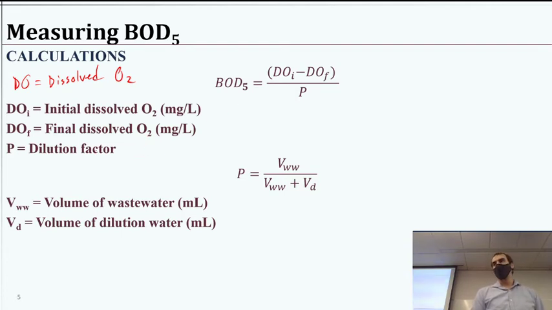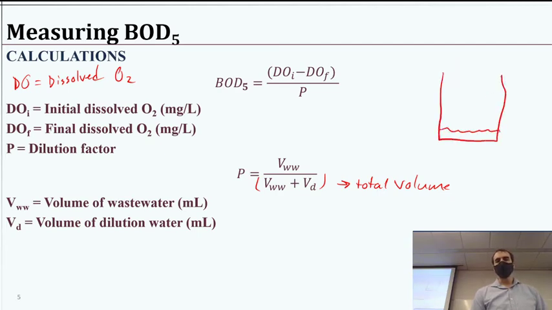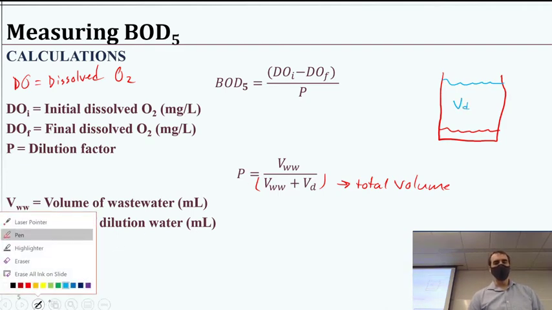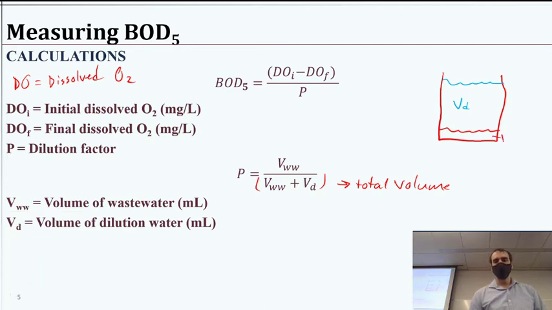So the dilution factor, if we need that, is going to be the volume of wastewater divided by the total volume in the beaker or in the flask. I'll draw this again in a moment, but essentially we're going to add some amount of wastewater, and then the rest of it will be just dilution water. So this would be VD, and that lower part would be the volume of wastewater. So if we have to dilute it, maybe it's going to look like that. And as you see, the total volume is just going to be those two added together.